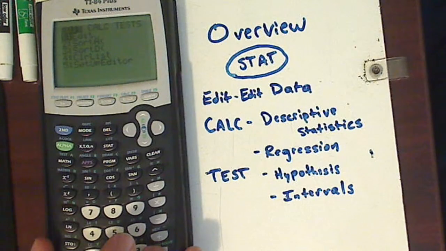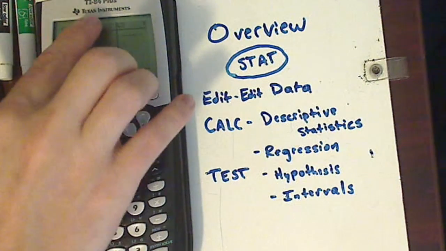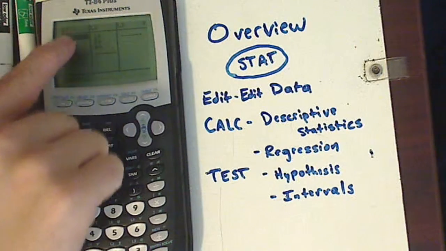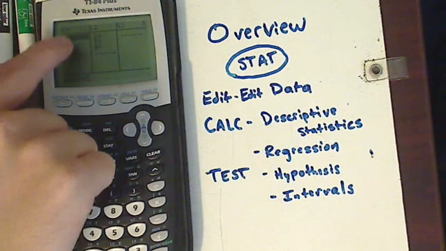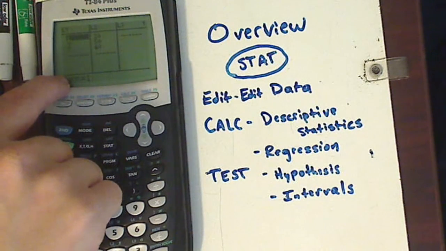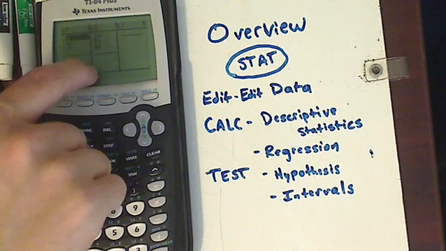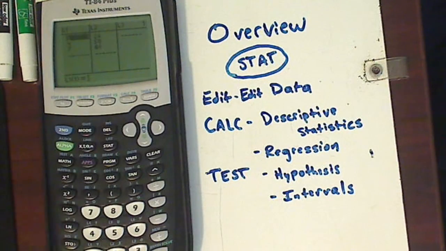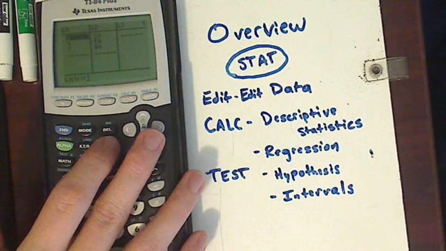So if I click on Edit, I have L1 and L2. Now, this is where you're going to put your data. For the most part, just use list number one. If you're going to do some linear regression or quadratic regression, put your x's in L1, and in L2, put your y's. So click back on Stat.